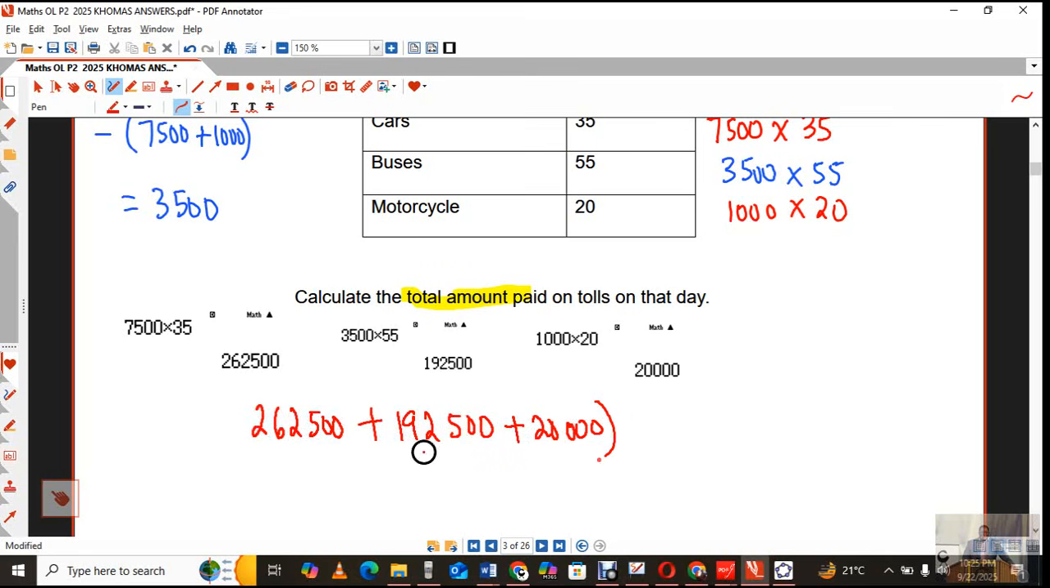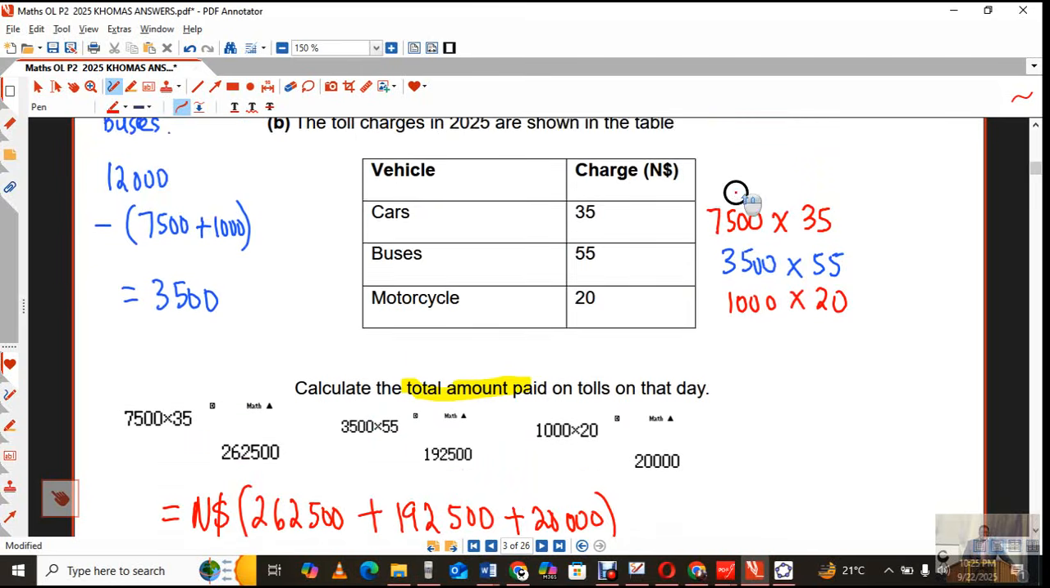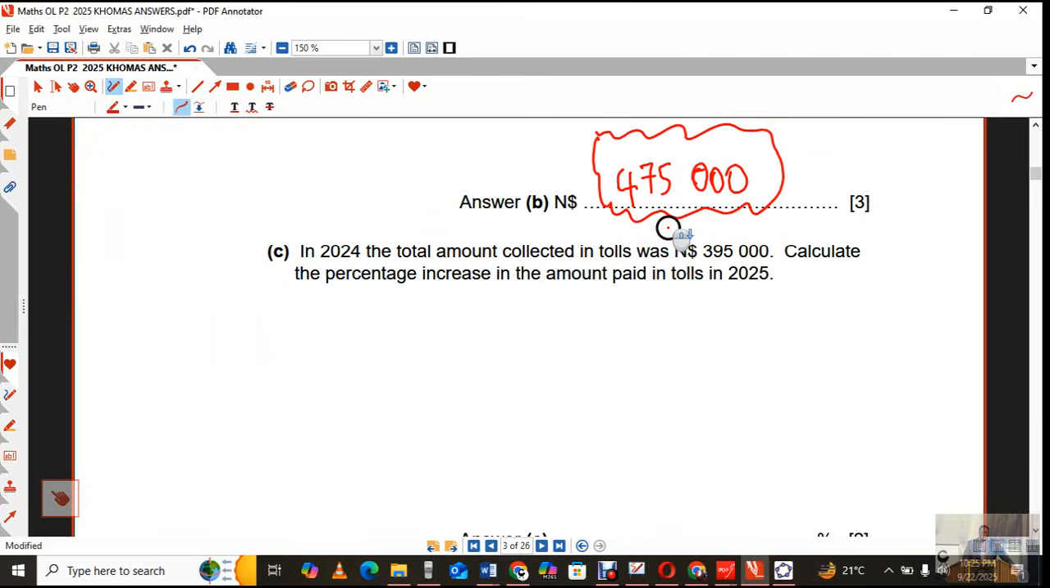We're going to add all the dollar amounts. And of course, when you do that, you get 475,500. So that's 475,000, or just straight up 475,000. Okay, so that is what you were supposed to do. So use your table wisely as you proceed to do that.